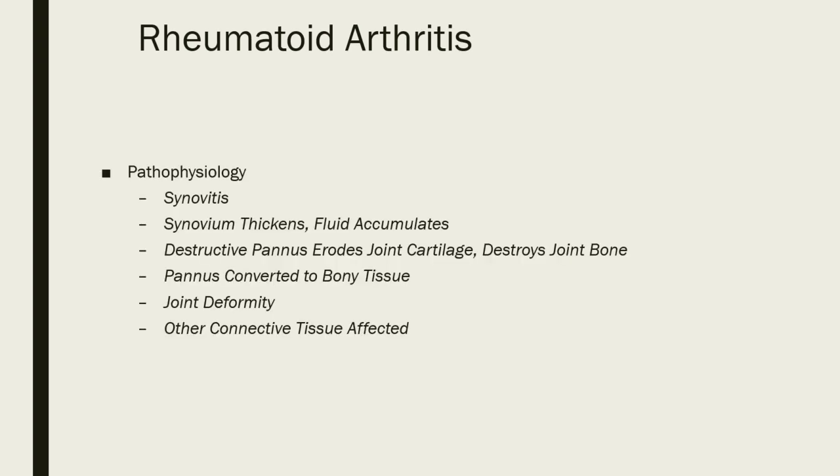RA, it starts out with synovitis. The synovium thickens and fluid can accumulate. Destructive pannus erodes the joint cartilage and destroys the bone. The pannus converts to bony tissue. It results in joint deformity, and other connective tissues are affected.